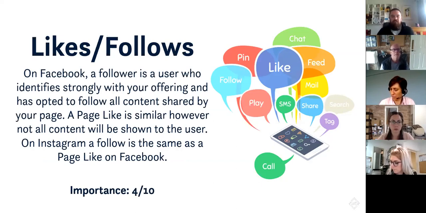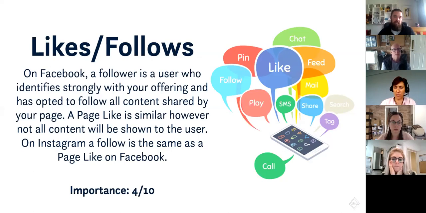Likes and follows. So another likes. On Facebook, you can like content and you can also like a page. You can also follow a page, and on Instagram, you can follow a page. So it can get confusing. On Facebook, a follower is a user who identifies strongly with your offering and has opted to follow all content shared by your page. So they will see your content when it is posted. A page liker may not necessarily see what you post. It's all up to Facebook to dictate what they will see. Often the numbers are about the same. We're about 1,000 off page likes versus page followers.